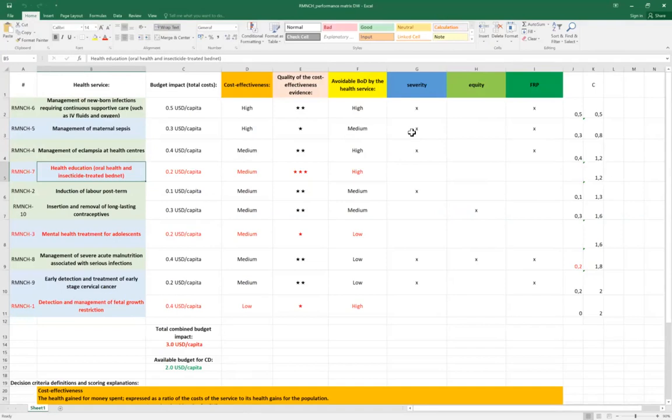Basically, I'll just talk very quickly. The three criteria that we added, in columns G, H, and I, were severity of disease, defined as really disabling or killing people young; equity, which we framed in terms of vulnerable populations; and financial protection, meaning whether it is an acute, high-cost service that would lead to catastrophic spending.